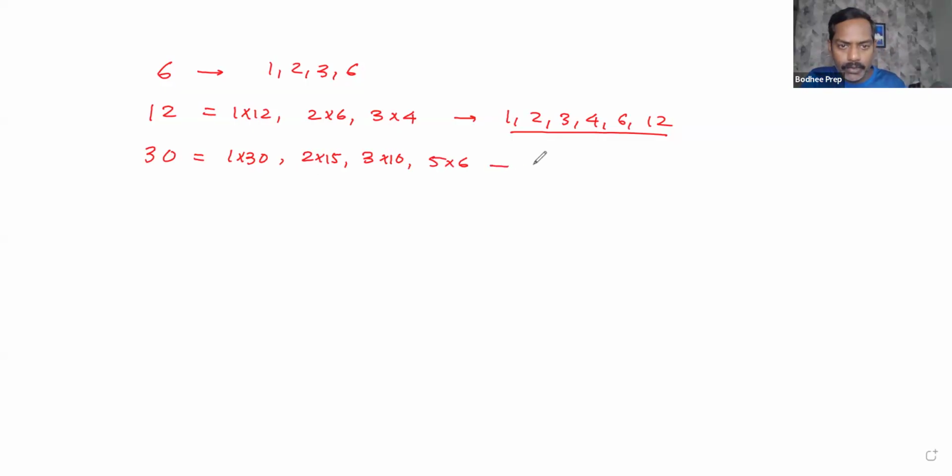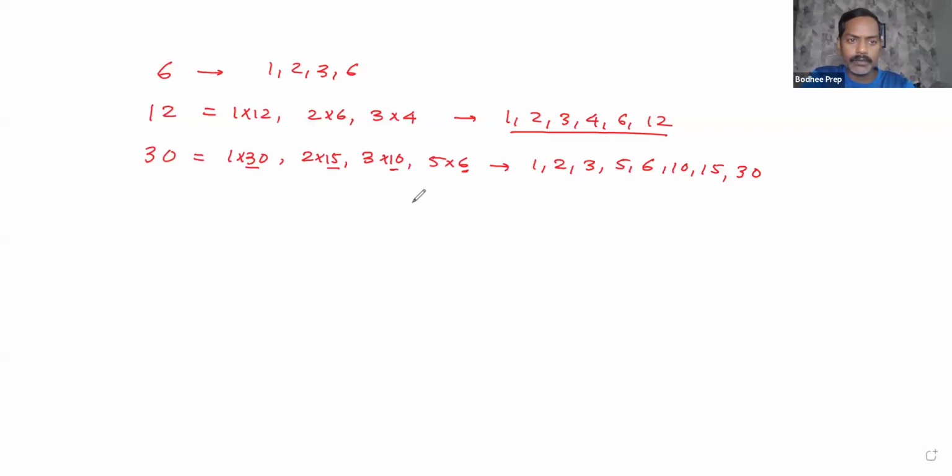So again, if I collect all the factors, then it is 1, 2 is there, 3 is there, 4 is not there, but 5 is there, 6 is there, as we can see. 7 is not there, then we are getting directly 10. Then after that, we are directly getting 15, and then we are getting 30, right? So likewise, we can get the factors of all the numbers.